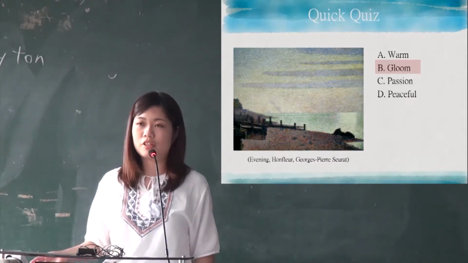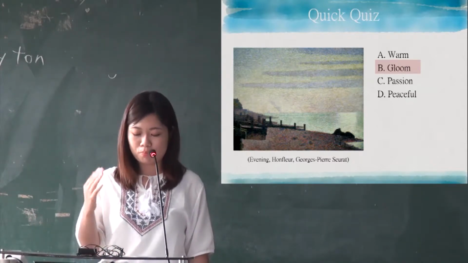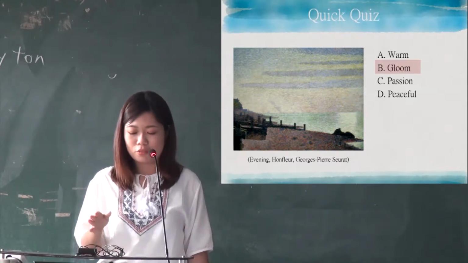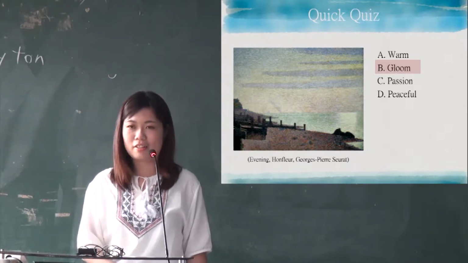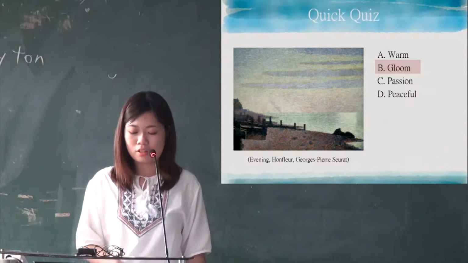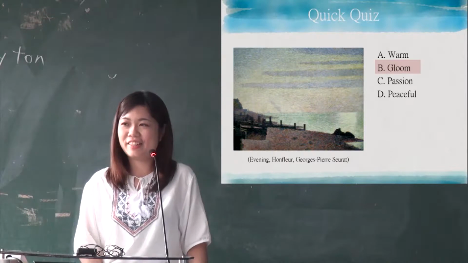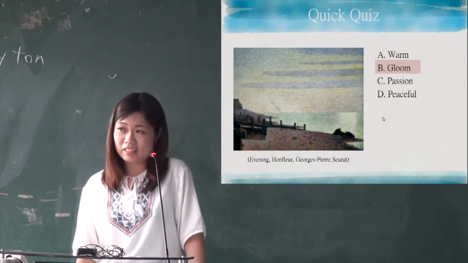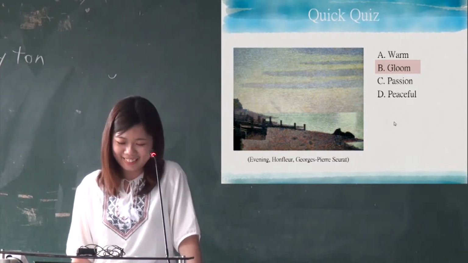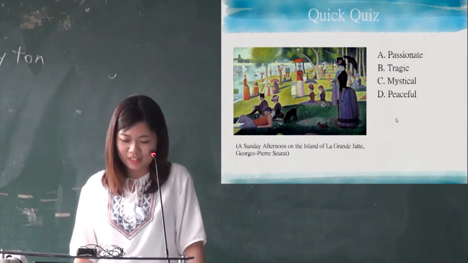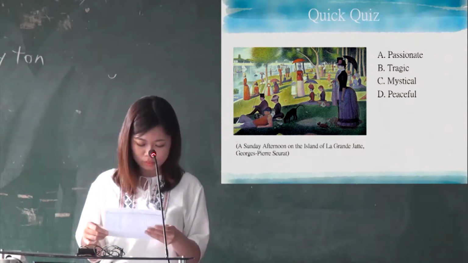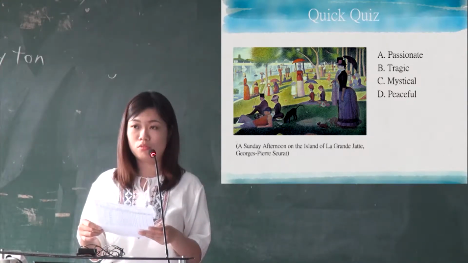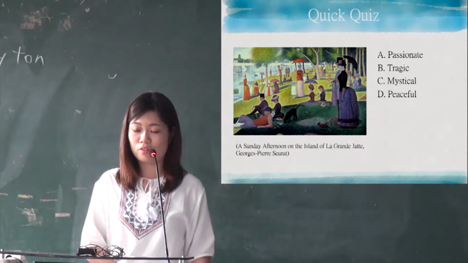First of all, the color is gray and blue, and there is some smoke in the picture, and I think he wanted to express the gloomy feeling. Because I thought you chose this way. And the second one. 许心宇. What do you feel?